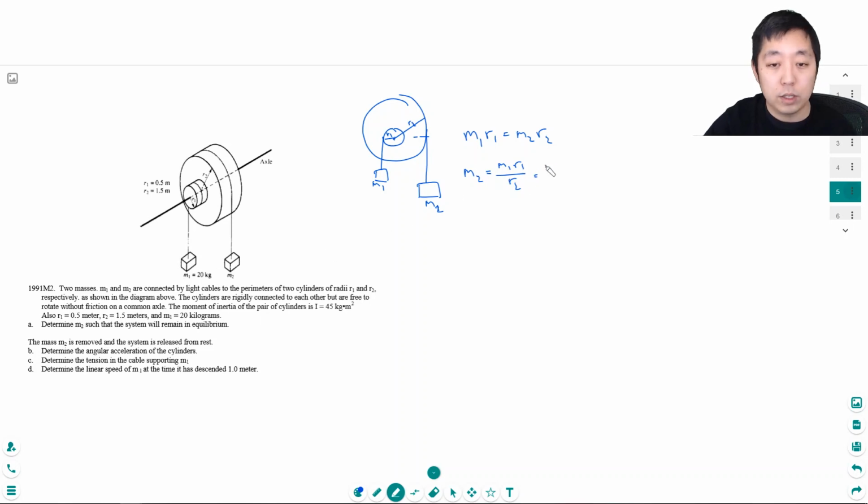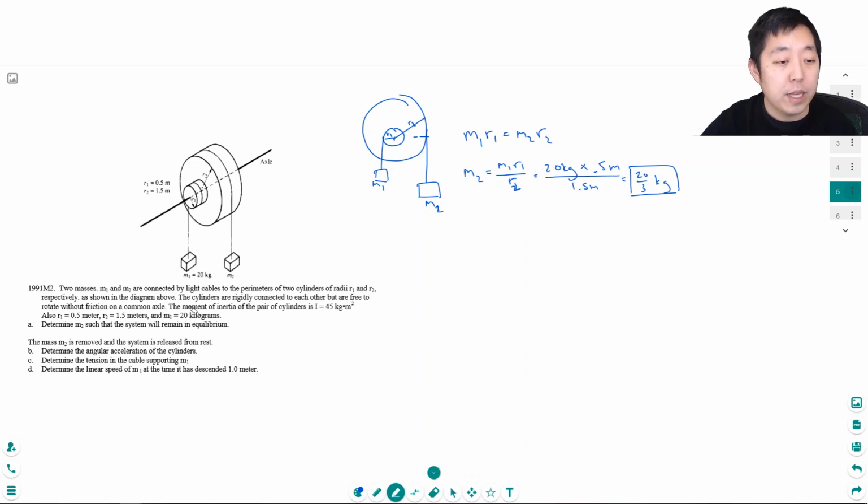They give you some numbers. M1 is 20 kilograms, R1 is 0.5 meters, and R2 is 1.5 meters. So this is like 1/3, that's 20 over 3 kilograms. I'll leave it like that. I mean, what's that, like 6.667 kilograms or something like that?